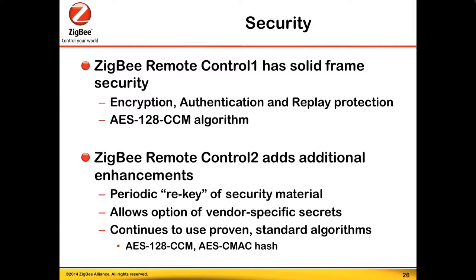And we just use the proven and standard algorithms. So we continue to use AES 128 CCM for all the same security operations. For hashing, we use the AES CMAC hash algorithm, which is also a proven algorithm. So all in all, I think ZRC2 keeps the security scheme in ZRC1 and then adds a few more features on top of it that provide some extra benefits to the operators and the users.